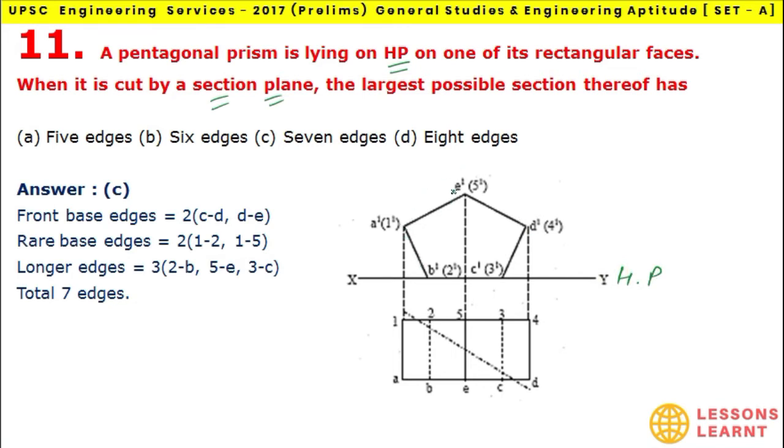A pentagon prism is lying on this HP. So this is the top view, this is the front view, and this is the top view of this prism. Now we can see this dotted line is cutting this prism. So when this dotted line is cutting, we have to find out how many edges are visible with this section plane cut on this prism.